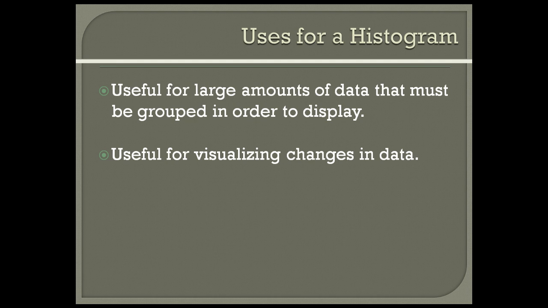We can use a histogram when we have an extremely large set of data because the histogram is used when we clump our data into groups, and each bar will represent that group. It's really useful for visualizing changes of data because we can see where there are peaks, and we can see where there are low points, and we can also see where there may be outliers or clumps of data that just don't sit near the rest of the data set.